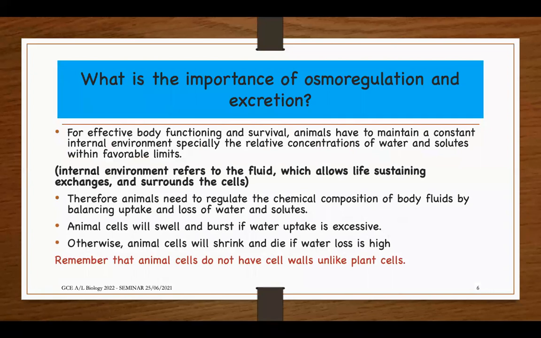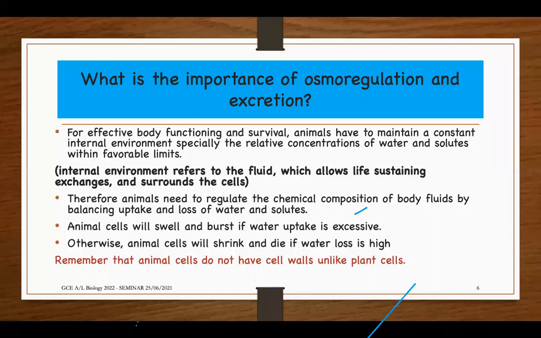You have learned even in your O-levels, and might be even before that, that animals don't have a cell wall unlike plants. So they only have a cell membrane as their outer covering, and hence don't even have a good shape. They just have the shape that their cell membrane is giving them. So when they don't have a cell wall, they have to have a way for effective body functioning and survival.